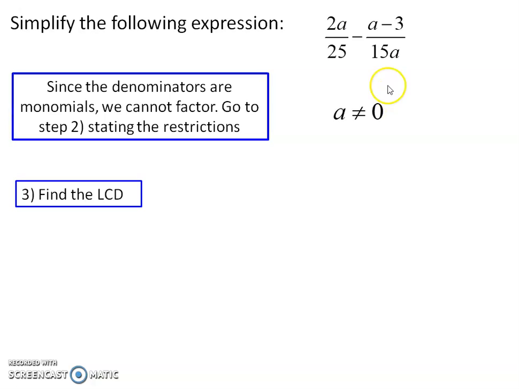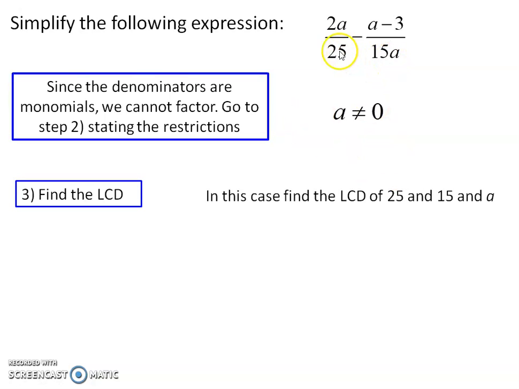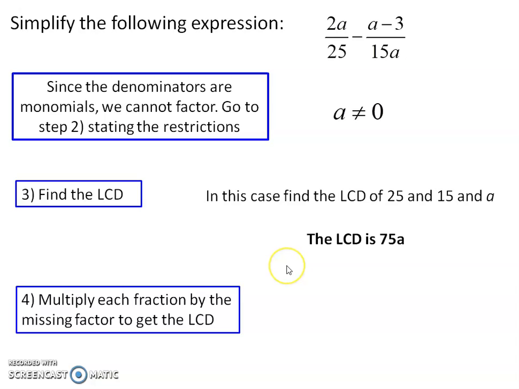Next, finding the common denominator is finding a common denominator between 25, 15, and a, all of the factors in the denominator. So numerically, I'll find a common denominator between 25 and 15. That's 75. And because there is an a, my final common denominator will have to have an a as well.